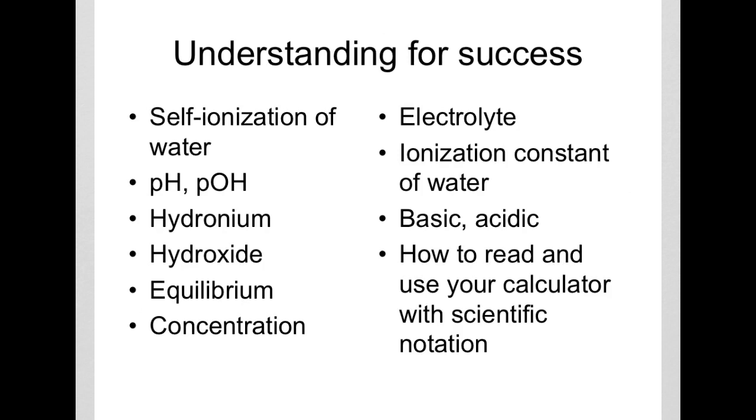So, some key terms for understanding success. Hydronium and hydroxide are very important ions that we'll be using quite a bit throughout the next couple of sections, so make sure you're well aware of which one's which and what they're attracted to, as far as hydronium being acidic and hydroxide being basic. Those are very key parts that make things a lot easier if you keep those straight.